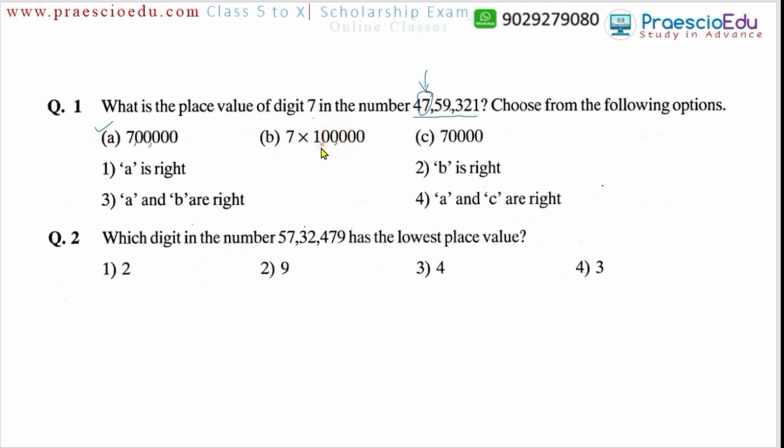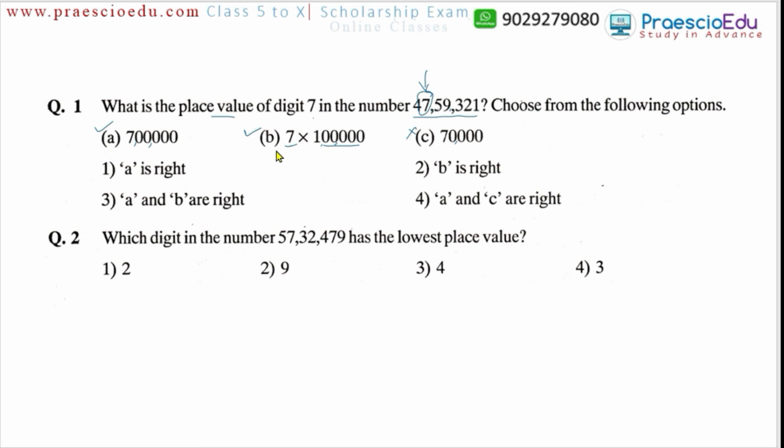Then 1 lakh multiplied by 7. The place value is the same, 7 lakh, and here also 7 is multiplied. This is just multiplication, meaning the position multiplied by the face value. So B is the correct one. But here it is 70,000, so C is not correct for this place value. So in option 1, A is right.